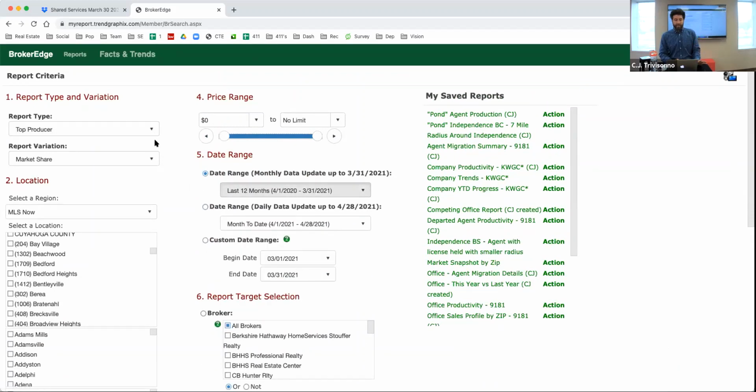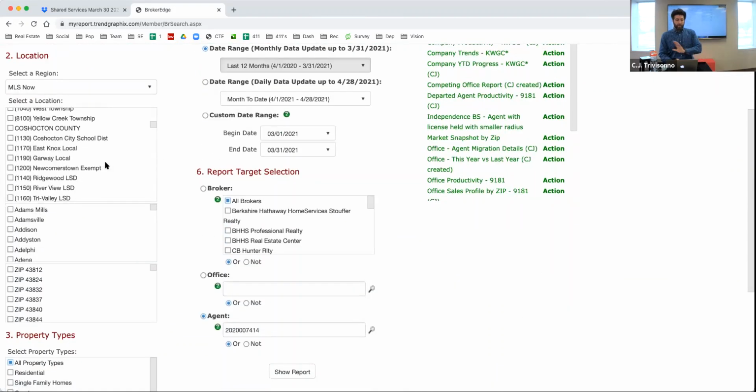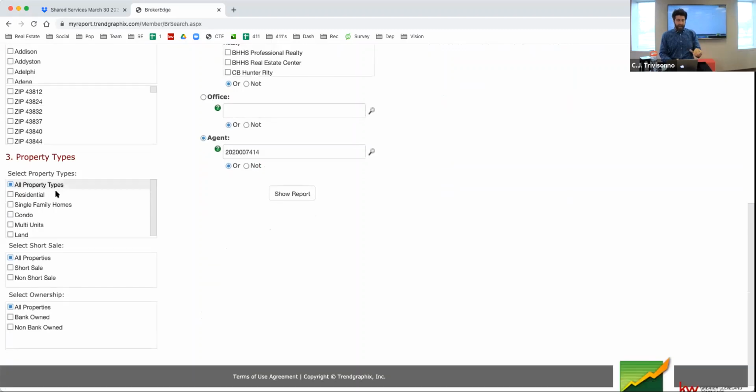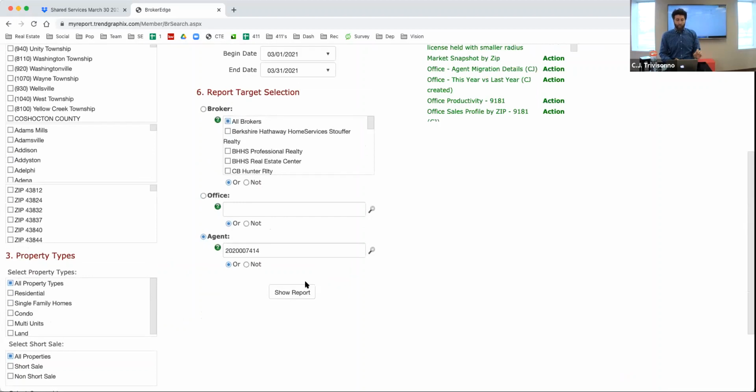So again, top producer, do general market share. We're going to do all of Northeast Ohio, so no cities selected. We're going to do every property type, short sale, no short sales, and bank owned and not. So we're going to do everything. And we're going to look up just one specific agent here. So I'm going to hit show report.